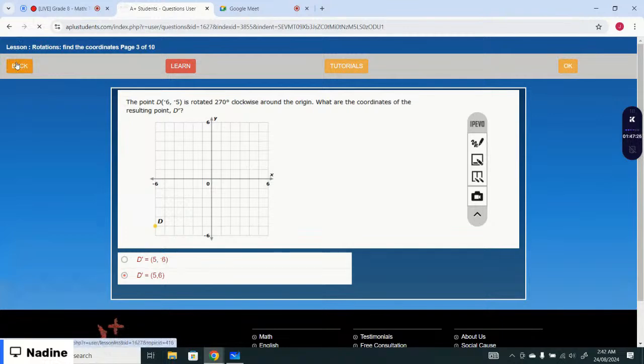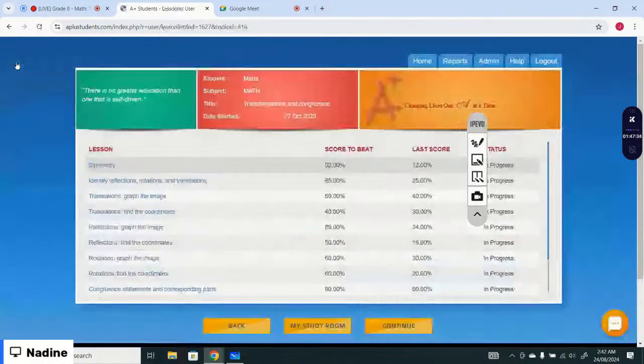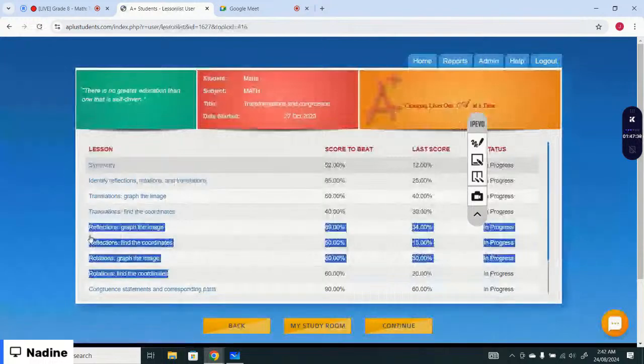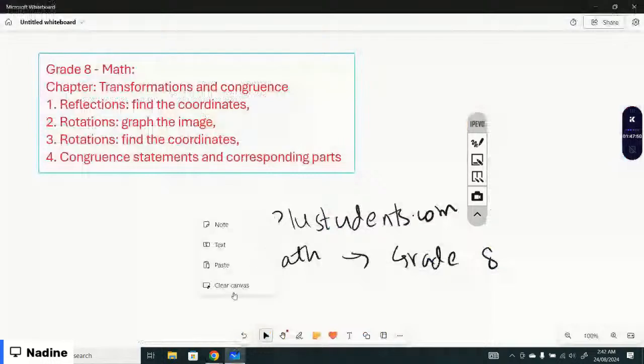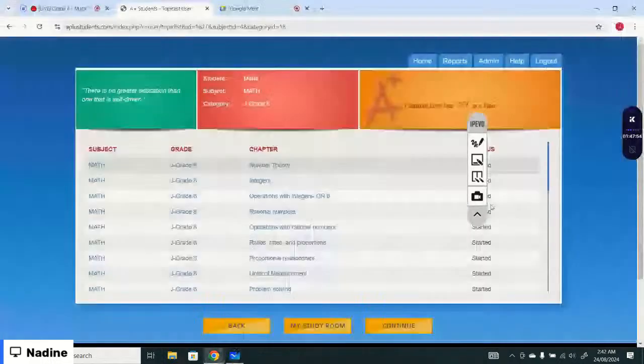So we were working on grade 8 math. The chapter we were working on is transformations and congruence. The lessons we have covered today are reflections, graph the image, reflections, find the coordinate, and rotations, graph the image, and rotations, find the coordinate. So please make sure before the next session you complete all the practice questions for the lessons we just did. That is your homework until the next session, right?